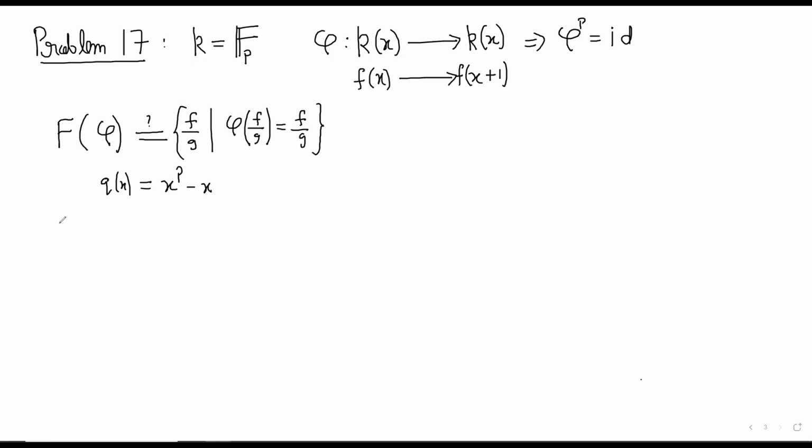Now the claim, and this is where we have to move forward. The claim is that this is in fact the function field over Q(x). I'm saying basically that all elements of the fixed field are rational functions of Q(x). Why am I saying this?